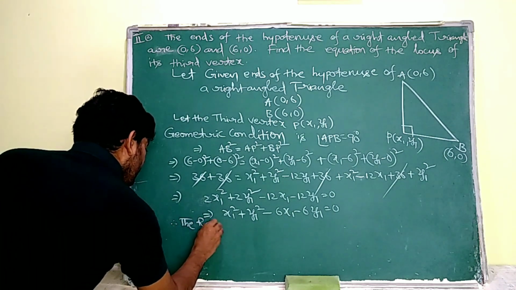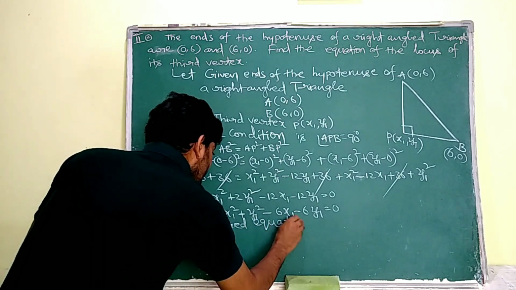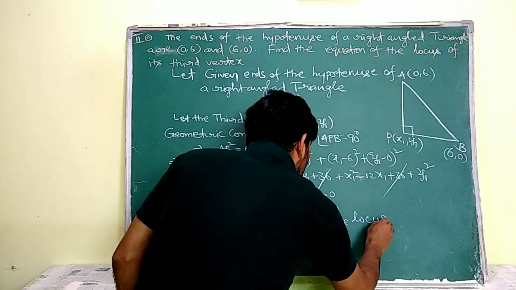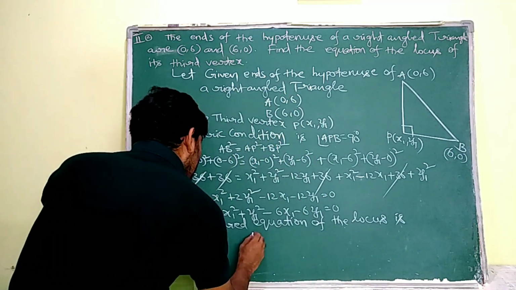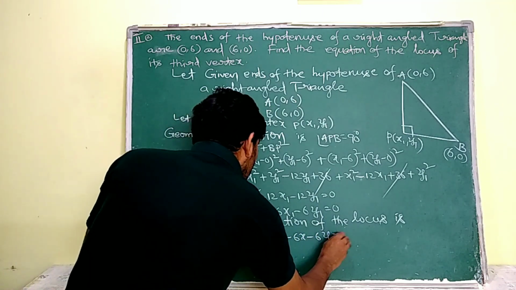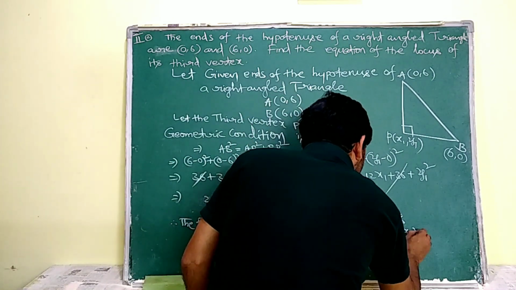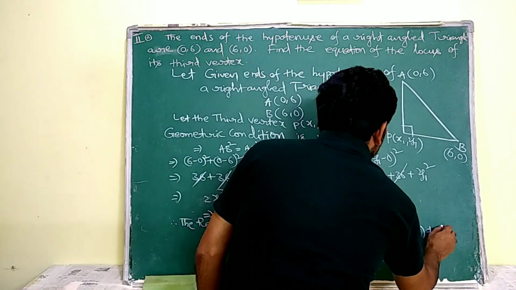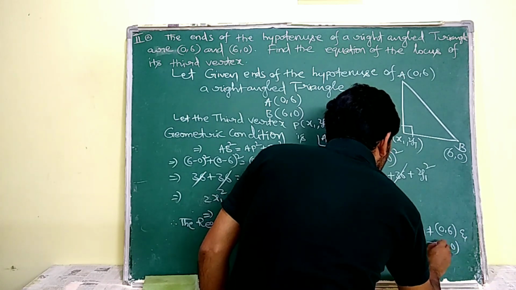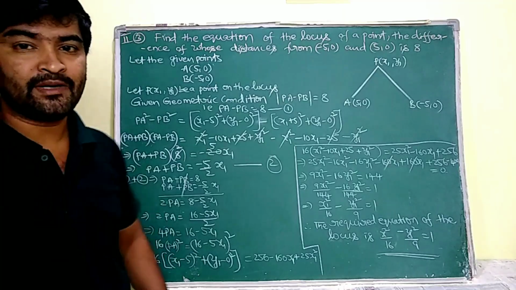Therefore, the required equation of the locus is x square plus y square minus 6x minus 6y equals 0, where we have to express again that P(x1, y1) is not equal to the points (0, 6) and (6, 0). Now, this is our required equation of the locus. Next, the third one.